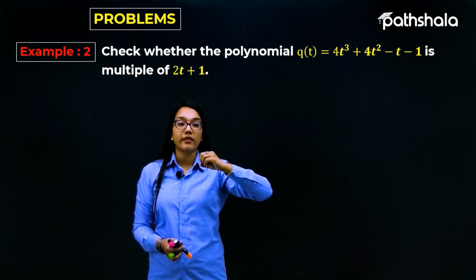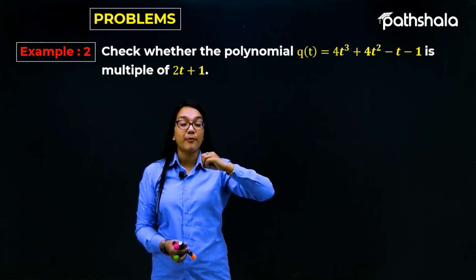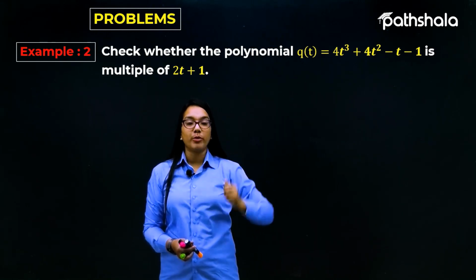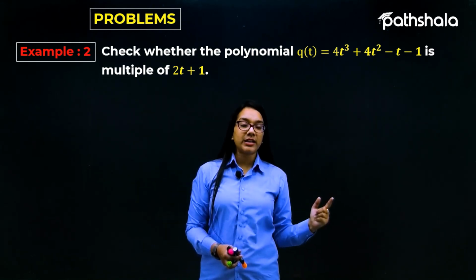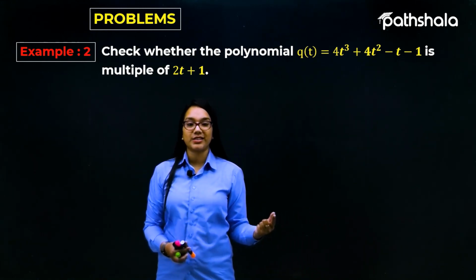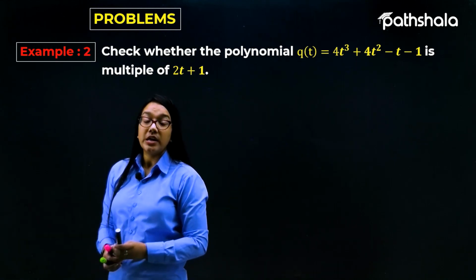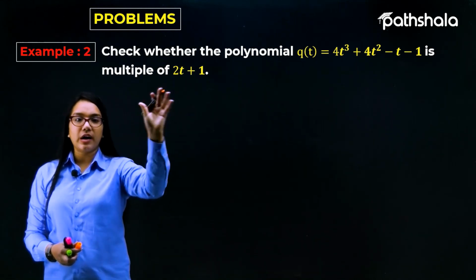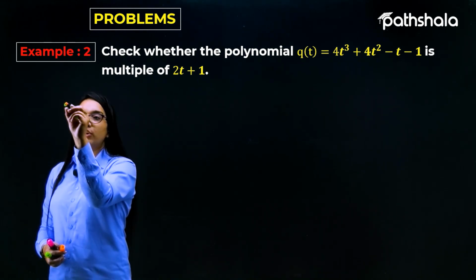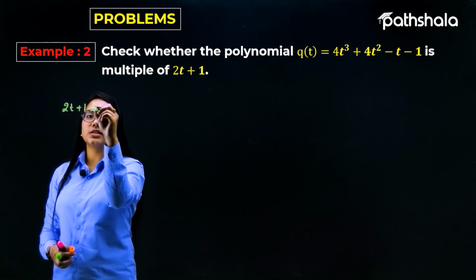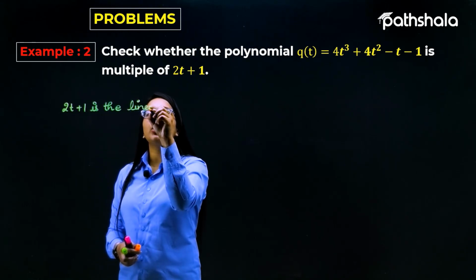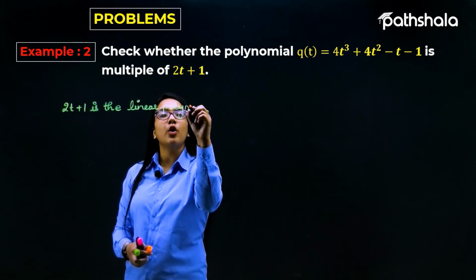So in order to check whether the polynomial is a multiple of 2t plus 1, we have to prove that the remainder that we are getting after dividing these two polynomials should be equal to 0. So if the remainder is 0, then it is a multiple, and if the remainder is not equal to 0, it means that it is not a multiple of 2t plus 1. So let's just see. Let us suppose we are having 2t plus 1 as a linear polynomial. Now, as we know, 2t plus 1 is the linear polynomial.